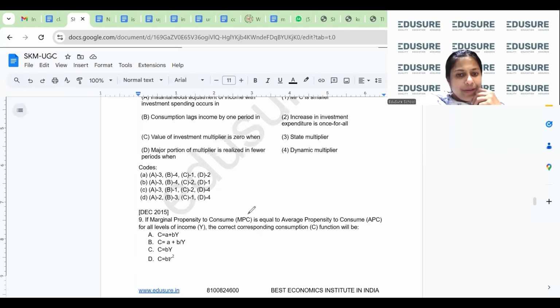Okay, December 2015. If the marginal propensity to consume is equal to the average propensity to consume for all levels of income, the corresponding consumption function will be... So MPC can only be equal to APC in case of a proportional function, which is C is equal to bY.